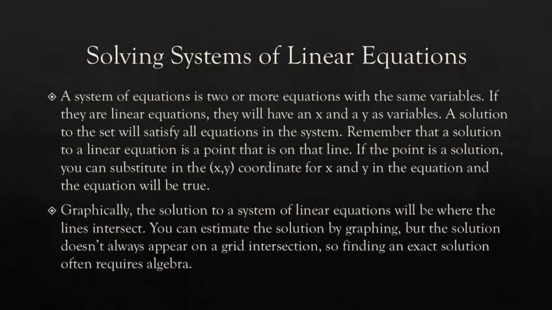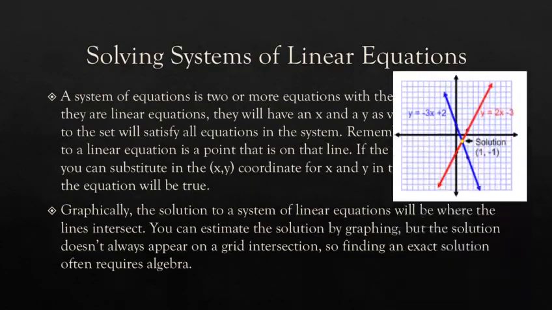Graphically, the solution to a system of linear equations will be where the lines intersect. You can estimate the solution by graphing, but the solution doesn't always appear on a grid intersection. So finding an exact solution often requires algebra. That's what we'll be looking at today. Here we have a line in blue and a line in red. The point of their intersection lies at (1, -1). That is the solution to this system of equations.